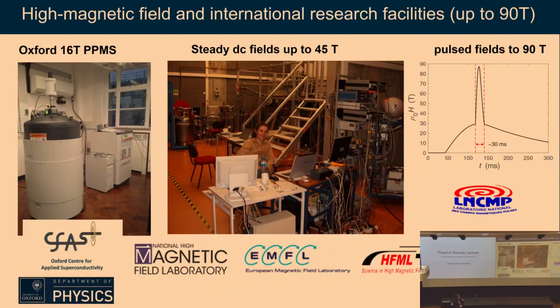So high magnetic fields can be created in different ways. This is a superconducting magnet that we have in Oxford, up to 16 Tesla. One can generate DC fields towards 45 Tesla at different facilities around the world, in Europe or USA. And even larger magnetic fields can be generated for very few milliseconds, up to 90 Tesla, at different pulsed field facilities around the world. This is an example from Toulouse, where we often travel to do our experiments.